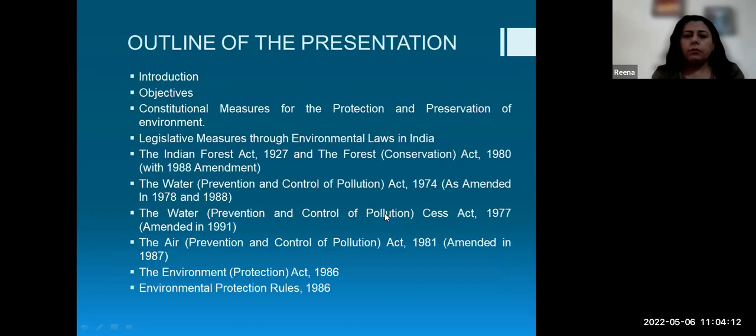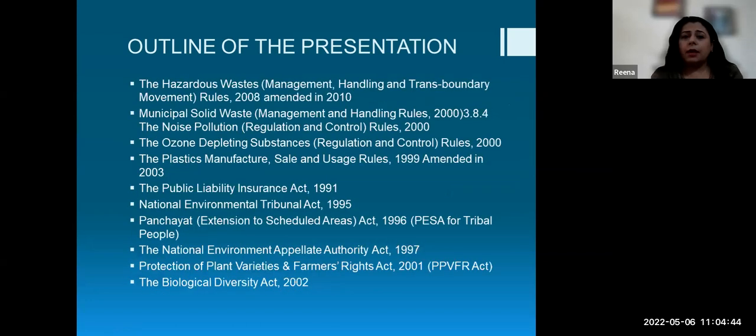So the outline of the presentation, as I have already informed, will be regarding the constitutional measures for protection and preservation of environment, legislative measures, the Indian Forest Act 1927, the Water Prevention and Control of Pollution Act, the Air Prevention and Control of Pollution Act, the CESS Act for Water 1977, then amended in 91, and the Environment Protection Act and Environment Protection Rules in 1986. Then the Hazardous Waste Management Act, Municipal Solid Waste Act, Ozone Depleting Substances, Plastic Waste Manufacturing Act.